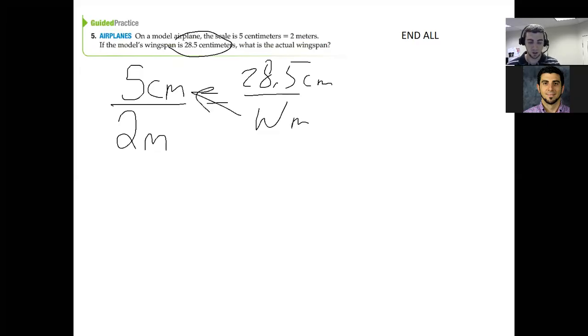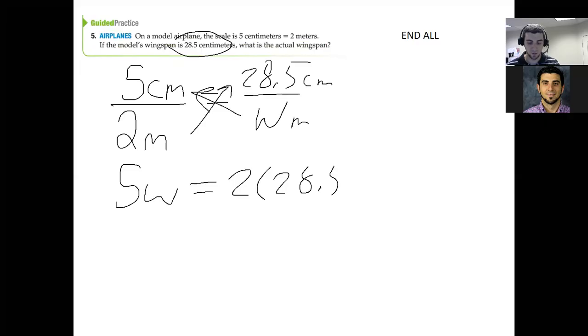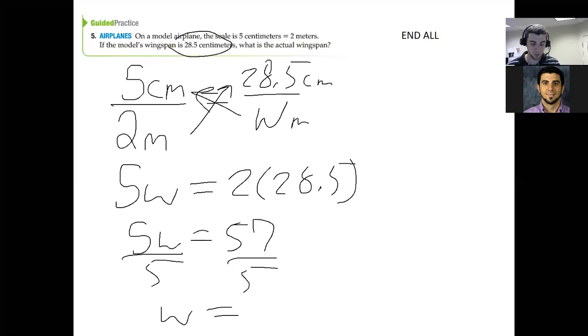Okay, now let's cross multiply. 5W equals 2 times 28.5. Okay, so 5W equals 57. Divide both sides by 5, and you get W equals 11.4. But in the context of the problem, the 11.4 means something. What is it? Well, it's 11.4 meters. But still, we put the units on it. Okay, but what's it mean in the context of the problem? That means that if the model's wingspan is 28.5 centimeters on the scale model, the actual wingspan of the airplane is going to be 11.4 meters.